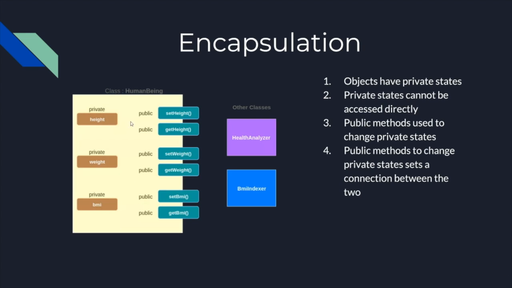But instead, what they can do to try to access these variables is the class of the human being could have public methods. These public methods are called setters and getters, and they allow us to access these private variables. If we want to access the height, we have a set height and get height. We have a weight, we have the set weight, get weight. And for the BMI, we have a set BMI and get BMI. This allows for other objects to access this object's variables, and it allows for a connection between the two public and privates. That sums up encapsulation.